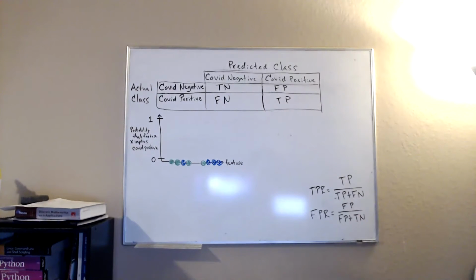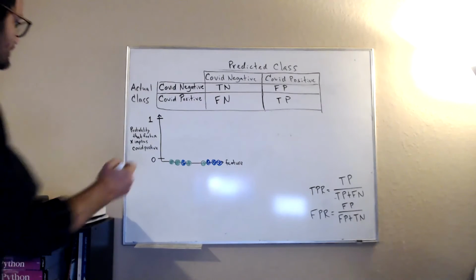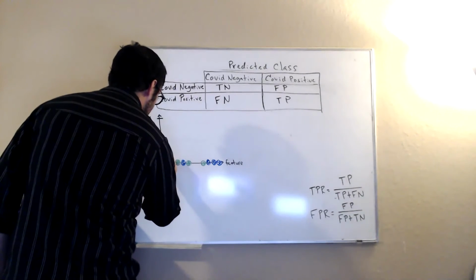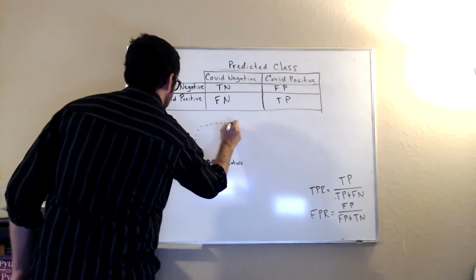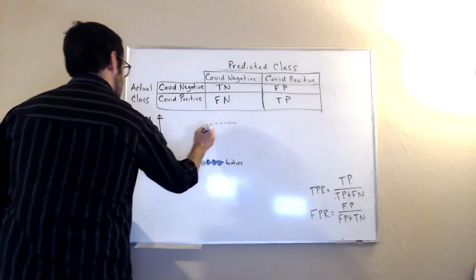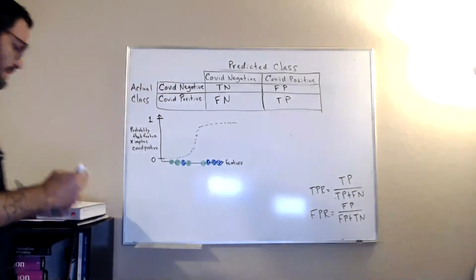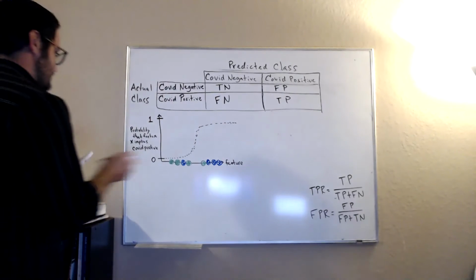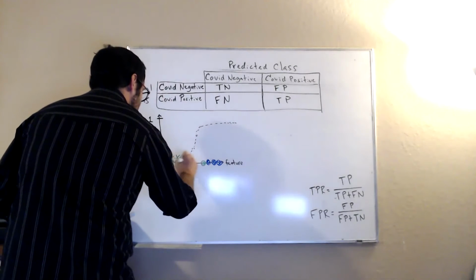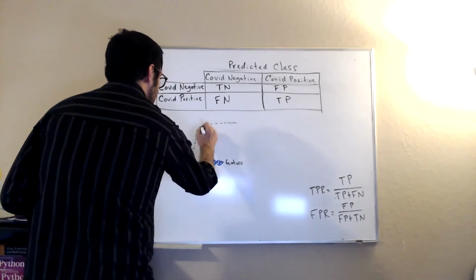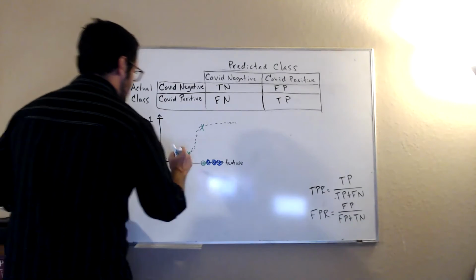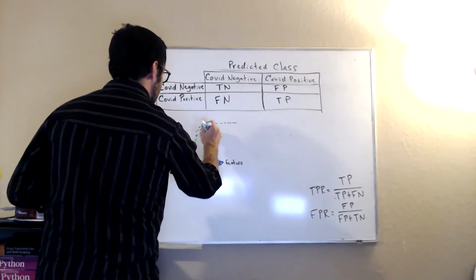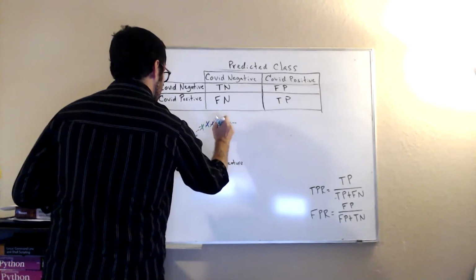And then we've run logistic regression, and we have some curve using the sigmoid function. It looks like that. And then we have the negatives there, and we have the positives there.